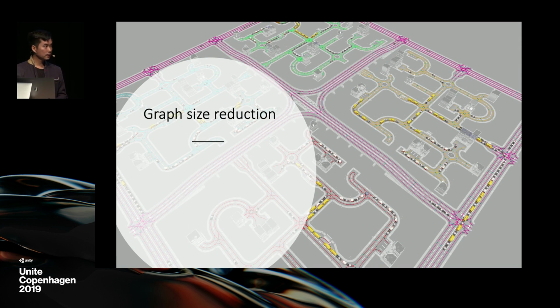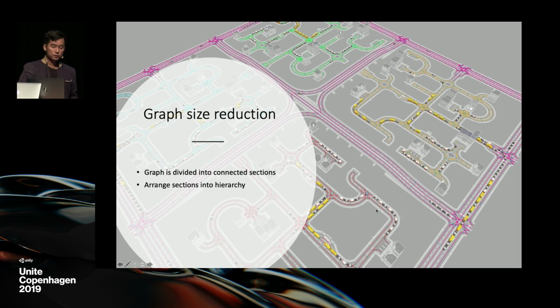And to further reduce the memory problems, we can apply some graph size reduction here. As I already said, we can divide the graph into connected sections, and we can see from here we have the orange section of the city, the red, the green, and so on. And we can also organize them into hierarchy. Let's say we have a high-speed highway network with this pink color here that connects the rest of the city.